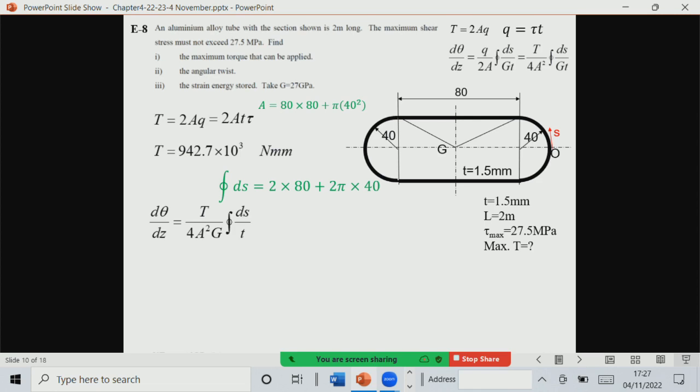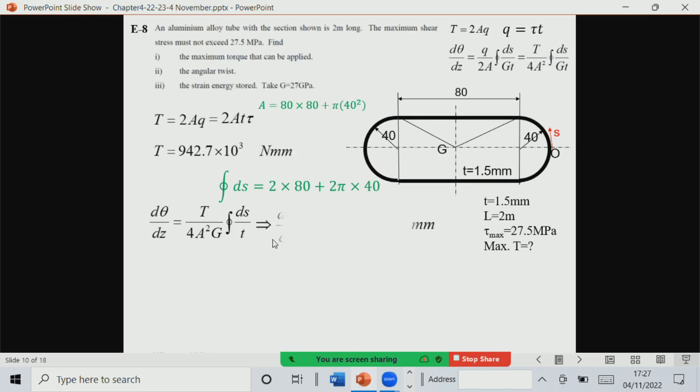So we've got 2 half circles, it makes 1 full circle. And we've got 2 flat panels, so we have 2 times 80 plus 2 pi r. Say we stick them together as 1 circle. Those 2 pi r, we've got 2 of them. So we have 2 times 80 plus 2 pi times 40.